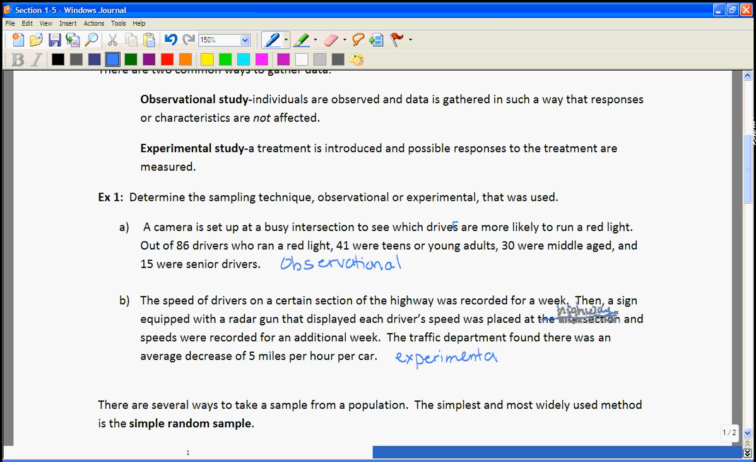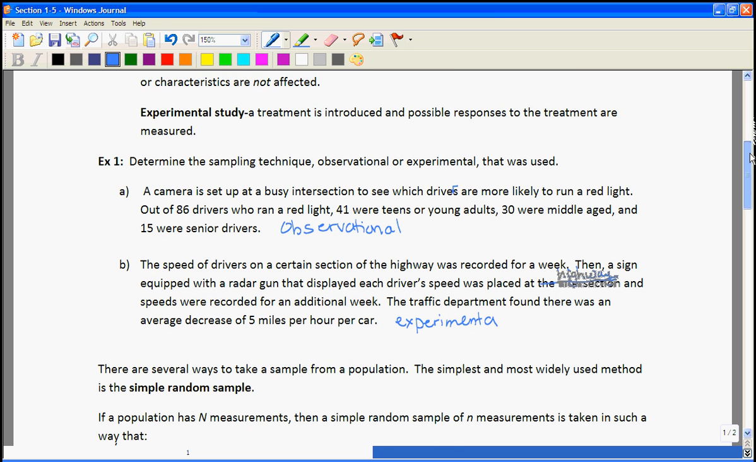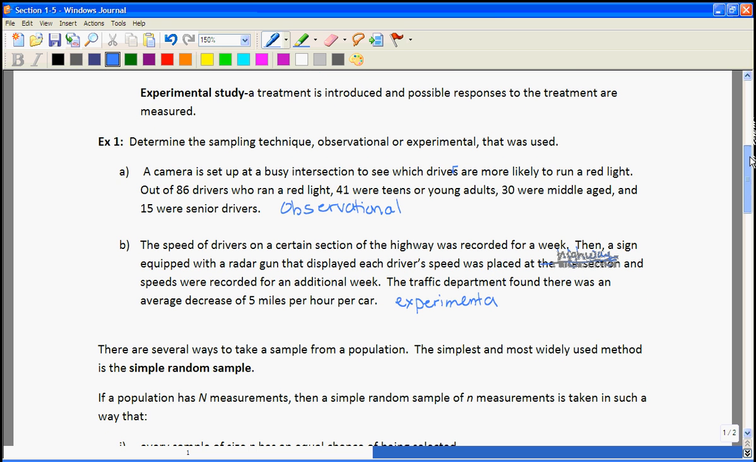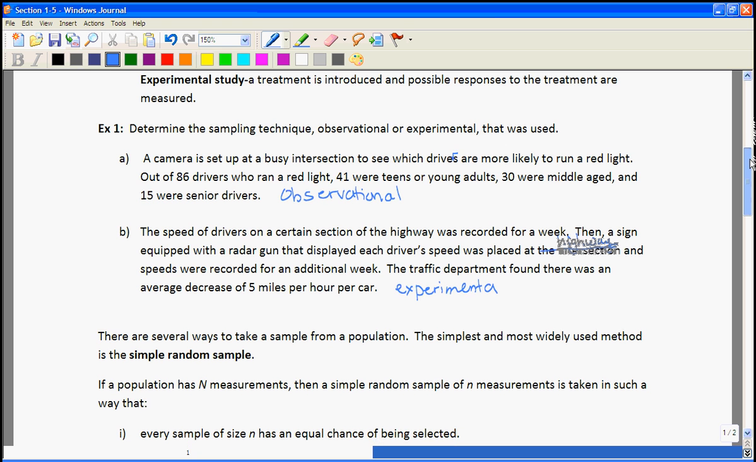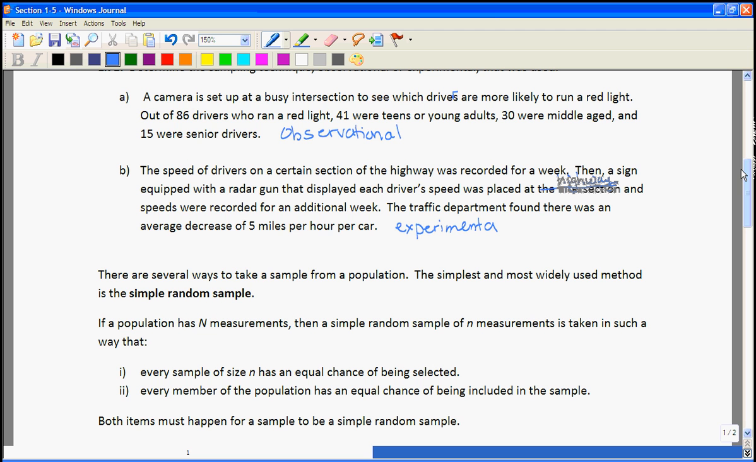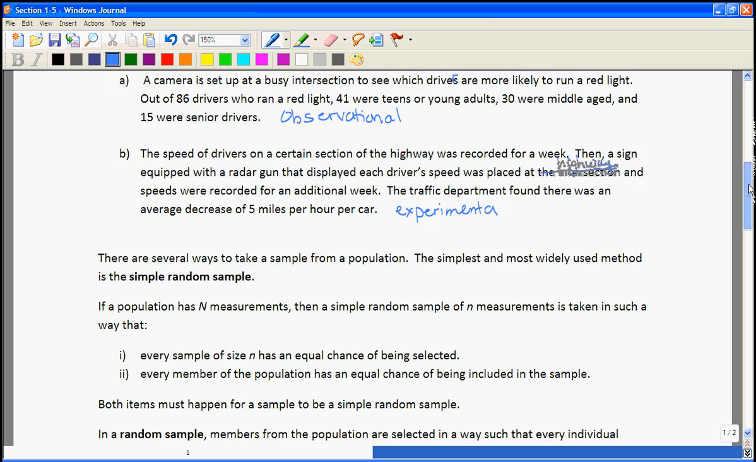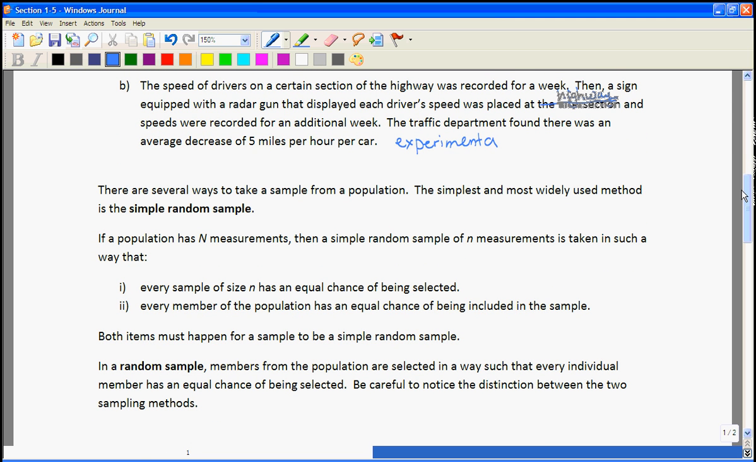Now, when we're dealing with trying to collect data from a sample, and the sample's coming from the population, there are a couple different ways we can do that. Probably the simplest and most widely used method is called the simple random sample. So if a population has N measurements, that's a capital N, then a simple random sample of n measurements, lowercase n, is taken in a way such that two things are possible. One, every sample of size n has an equal chance of being selected. And two, every member of the population has an equal chance of being included in the sample.